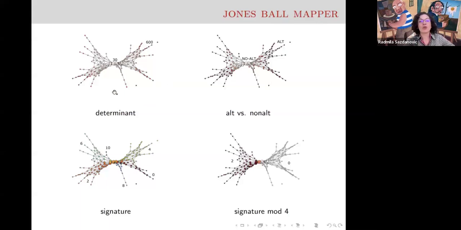But what I have here is the Jones ball mapper where each cluster is colored by the average value of the determinant. Here we have a binary property. What this picture is telling me is that in the central regions of these ball mapper graphs, I have a mixture of alternating and non-alternating knots, whereas when I move away from the center along the flares, I get only alternating knots, and for that matter, the highest crossing alternating knots.